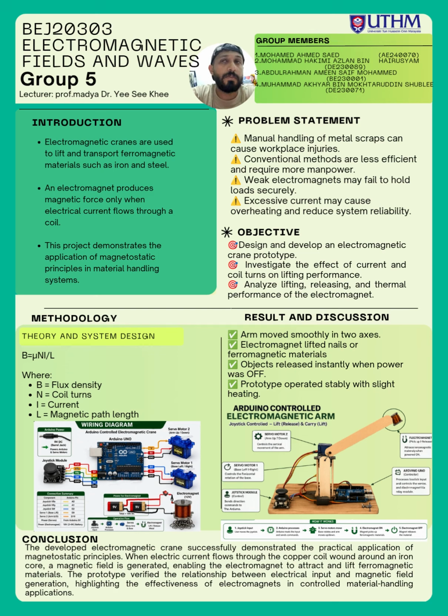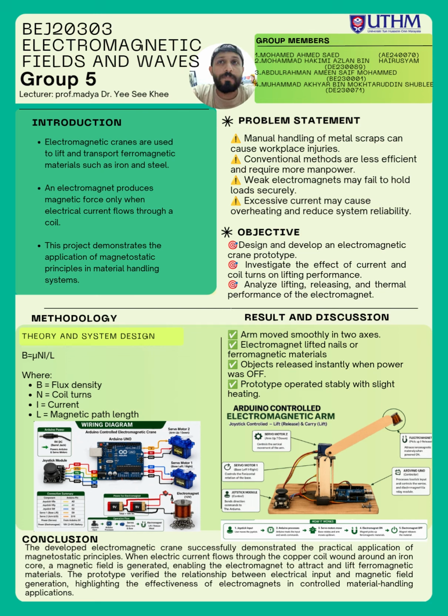Now, let's look at the system design. The main controller of the system is the Arduino Uno. A joystick module is connected to the Arduino and is used as the input device. When the user moves the joystick, the Arduino receives the signals and processes them. The Arduino then controls two servo motors. The first servo motor moves the crane base left and right, while the second servo motor moves the arm up and down. This allows the crane to position itself accurately above the metal object.